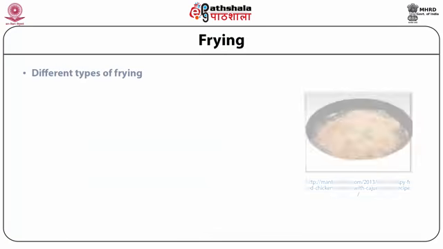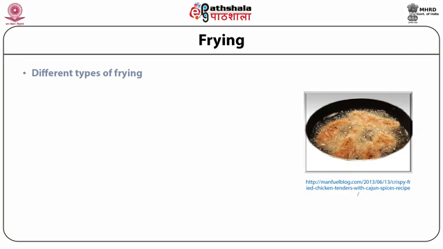Different types of frying. Frying is the cooking of food in fat. This takes several forms, from deep frying, where the food is completely immersed in hot oil, to sauteing, where food is cooked in a frying pan with only a thin coating of oil. Frying is the fastest way to cook, as it's the most efficient way to transfer heat into the food.